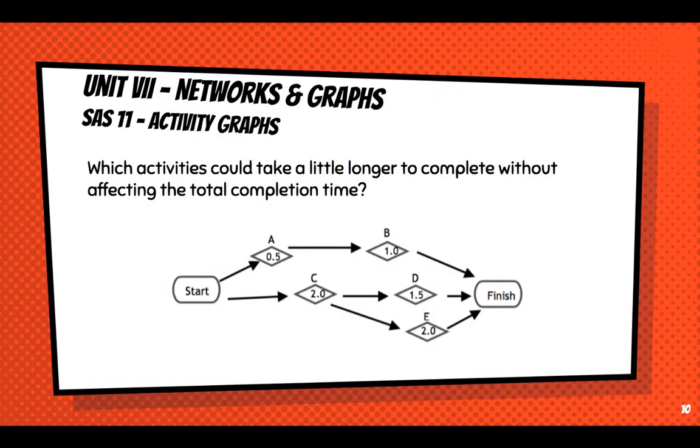All right, which activities could take a little longer to complete without affecting the total completion time? Now, it seems like it's a tricky question, but it's not, okay? So if C and E take 4 hours to complete, that means C and D only takes 3.5 hours. D could take an extra half hour and still get completed at the same time CE does. Consequently, A and B, which only takes an hour and a half, could actually be postponed probably 2.5 hours, or it will be done 2.5 hours before CE is done. So we could take a little longer.